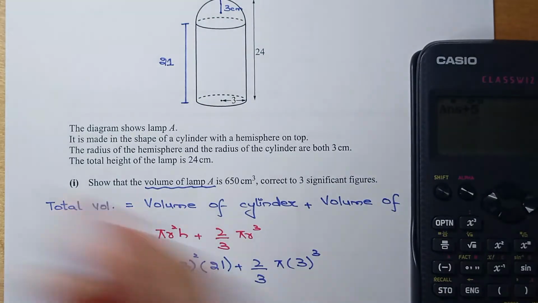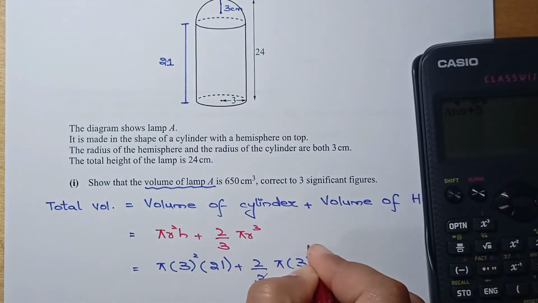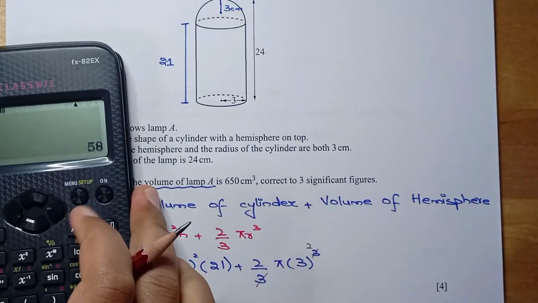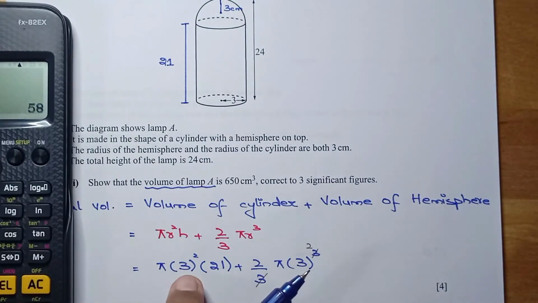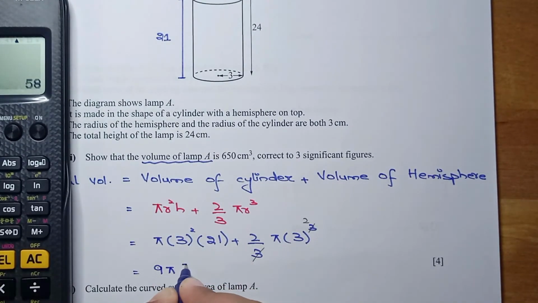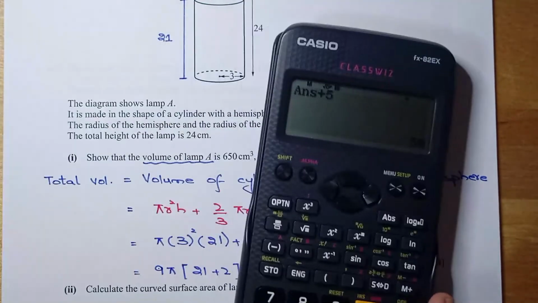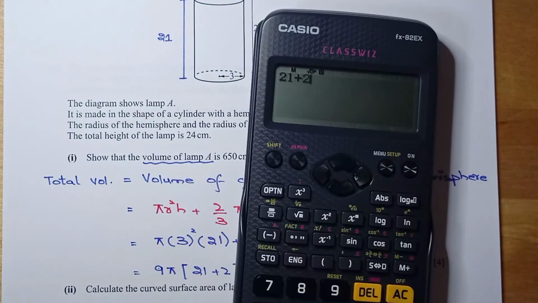So we can cancel the 3 and the 3 square. If I can simplify it further, 3 square and pi and 3 square and pi, we can take it common. 3 square is 9, and pi. So 9 pi is common and we are left with, inside the bracket, 21 plus 2. So this is 23.